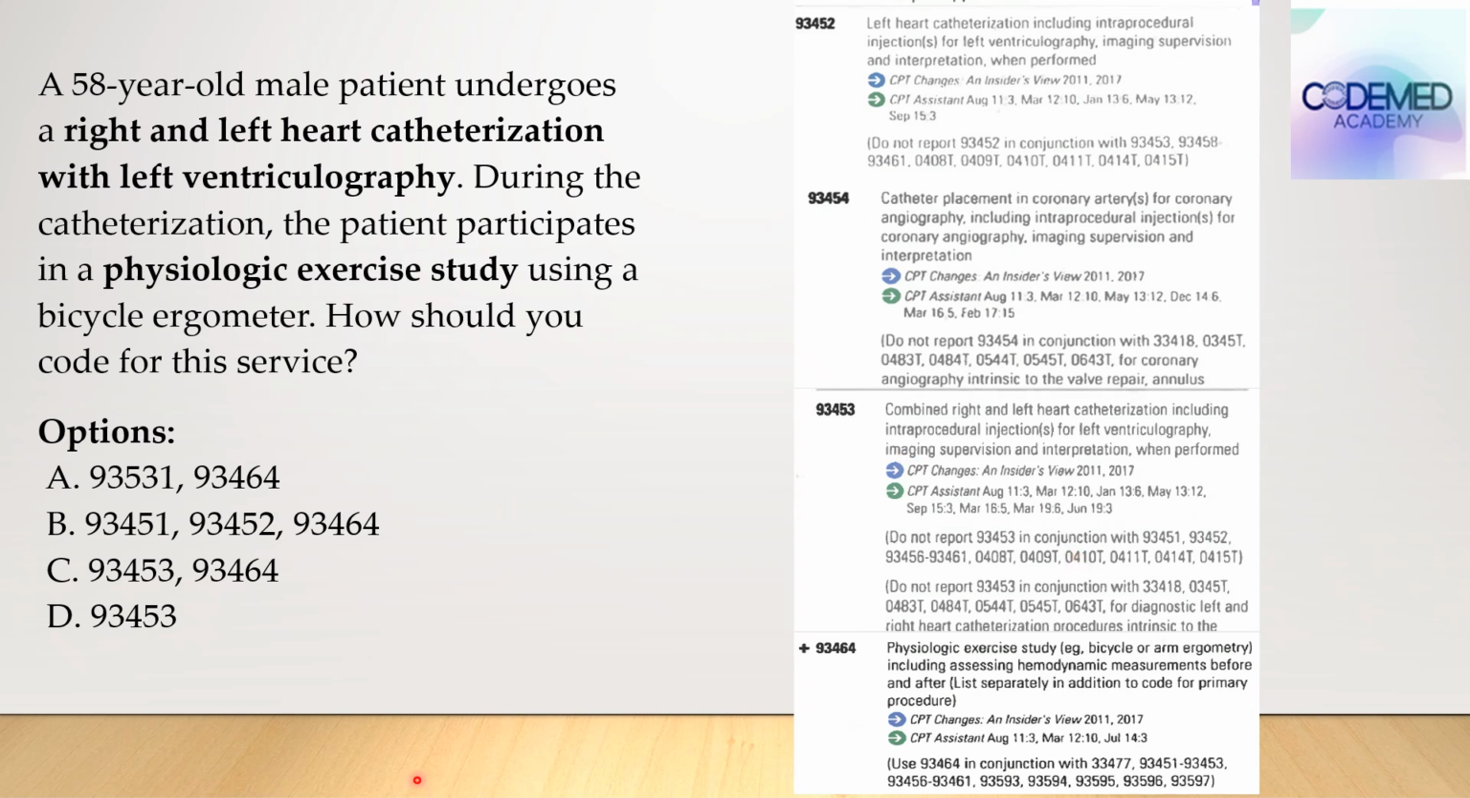The code is for the right heart catheterization. 452 is for the left heart catheterization. 453 is the combined right and left. Now, in our patient, right and left heart catheterization is done, and when we have a combo code, we will select that code over the individual codes. So that's a big hint for you. So go through all the options and tell me the answer.